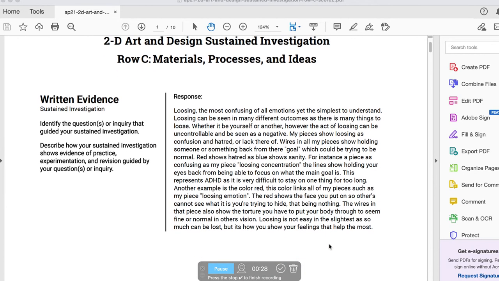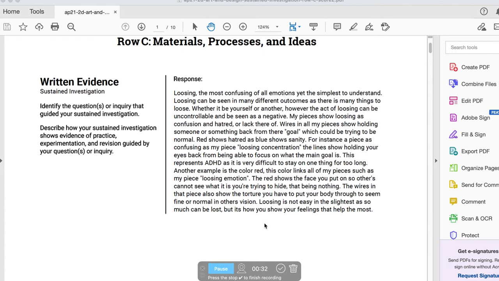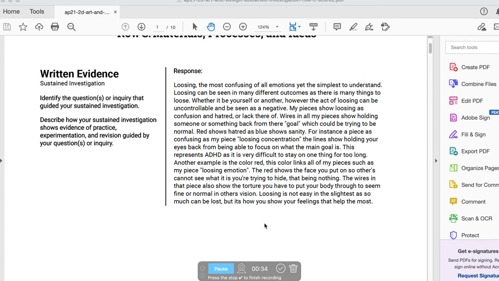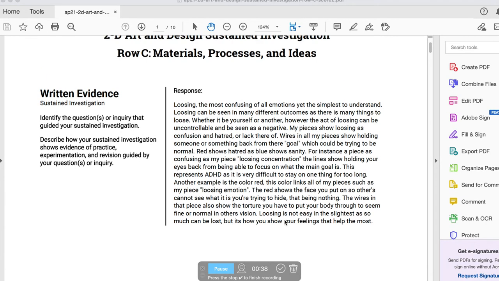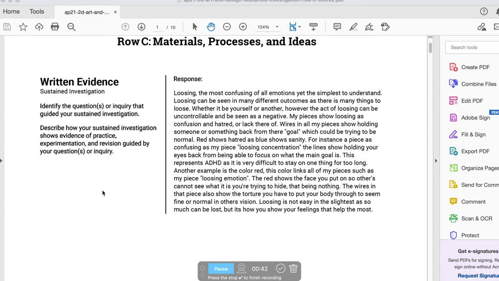So, as usual, we will start by first reading the student's response. This is 1,200 characters that you have to write about all of your work to help explain how you actually meet all of the parts of the rubric.